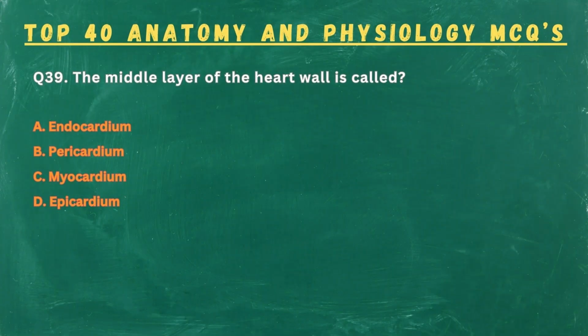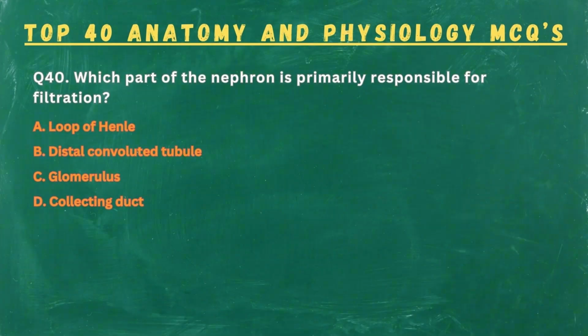Q39. The middle layer of the heart wall is called A. Endocardium, B. Pericardium, C. Myocardium, D. Epicardium. Answer, C. Myocardium. Q40. Which part of the nephron is primarily responsible for filtration? A. Loop of Henle, B. Distal convoluted tubule, C. Glomerulus, D. Collecting duct. Answer, C. Glomerulus.